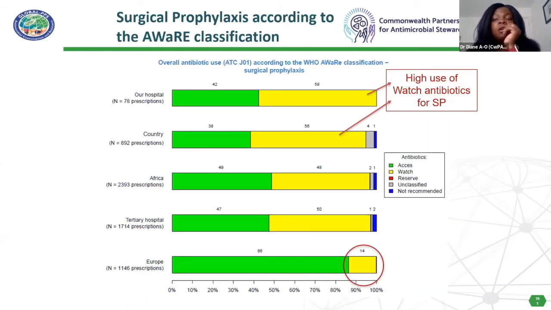And then there's high use of Watch antibiotics and some use of not recommended antibiotics in the country, but in this particular hospital, a high use of Watch antibiotics. So it's really important to focus on that and to consider what you can do. Again, look at that from the hospital to the country to Africa, and then to tertiary hospitals, and then across Europe as well. Okay, next one.